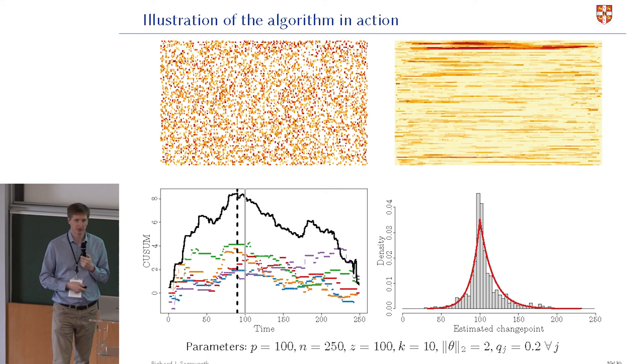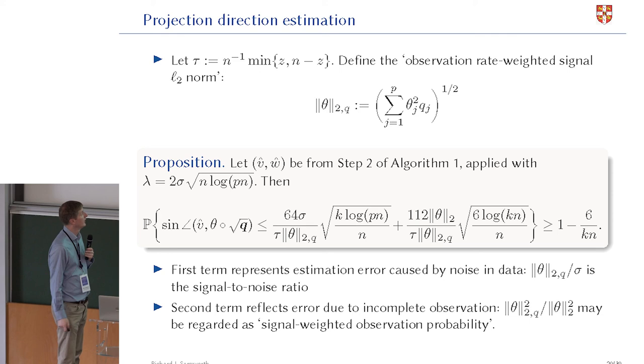Okay, so let me talk a little bit about theory now. I'm going to let tau be the proportion of the series at which the change point occurs. A key quantity for us is going to be this 2q norm of my signal vector, theta. This is weighting the L2 norm by the proportion of observations that I see on average in that coordinate.